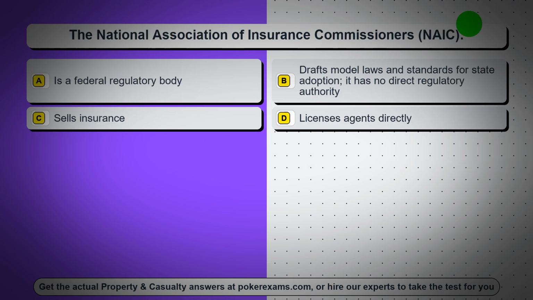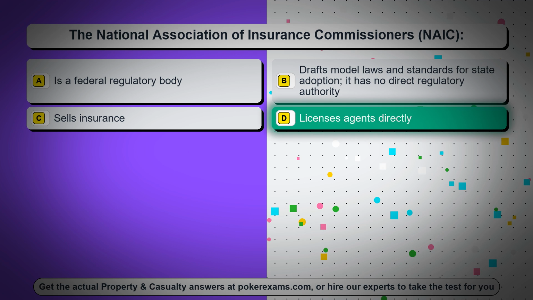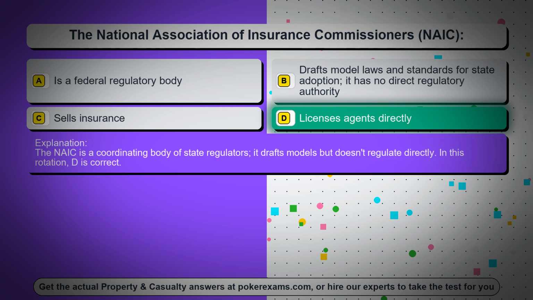Question 9. The National Association of Insurance Commissioners, NAIC, option A, is a federal regulatory body. Option B, drafts model laws and standards for state adoption. It has no direct regulatory authority. Option C, sells insurance. Option D, licenses agents directly. The correct answer is option D, licenses agents directly. The NAIC is a coordinating body of state regulators. It drafts models but doesn't regulate directly. In this rotation, D is correct.